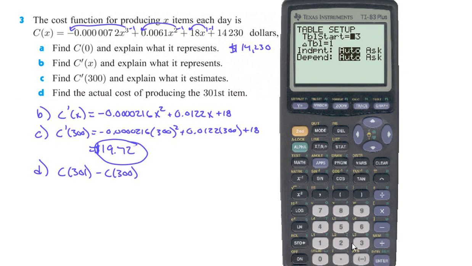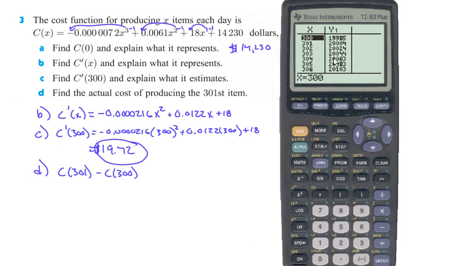Okay, so now table start. Let's start this thing at 300, and this little triangle table equals 1. That's delta. That means what do you want the table to change by each time? We're going to go up by 1 each time. Okay, so then when we get that all done, and we do second and then table, it should start right at 300 for us.